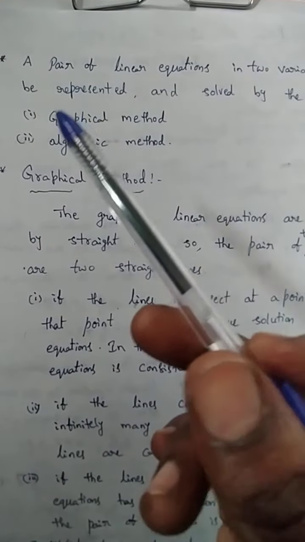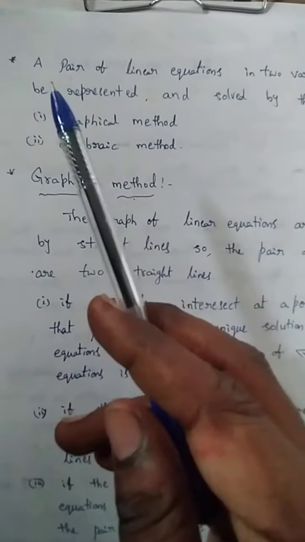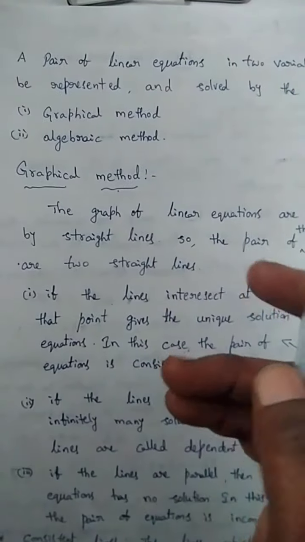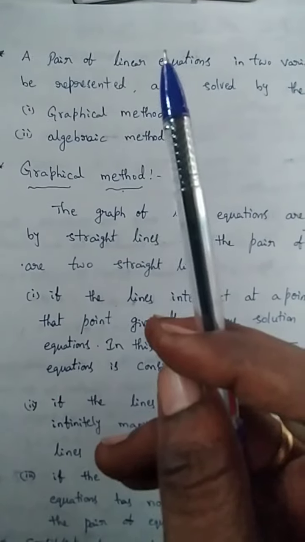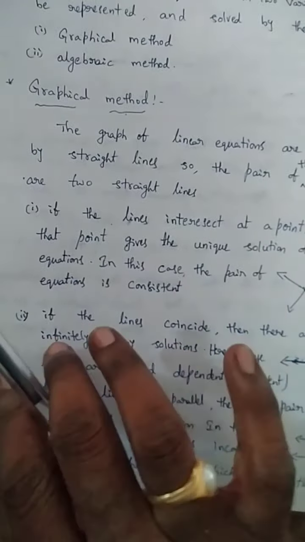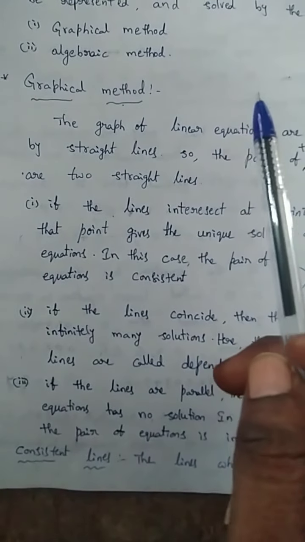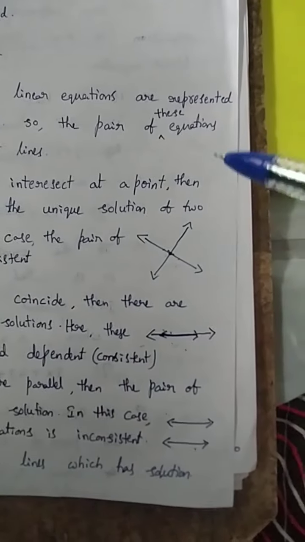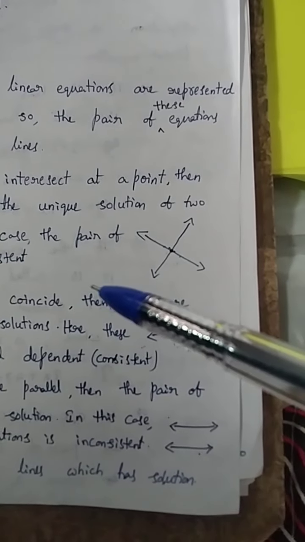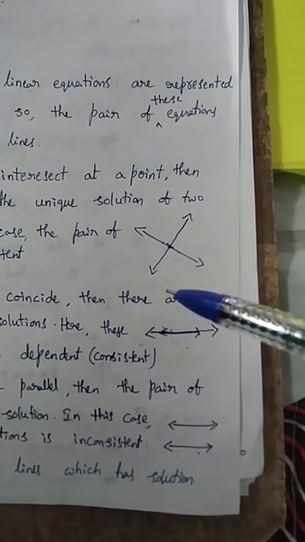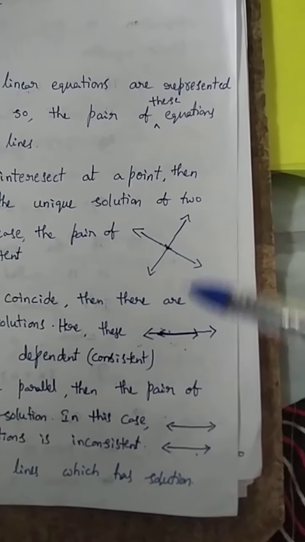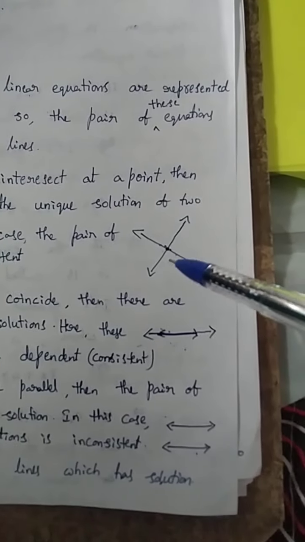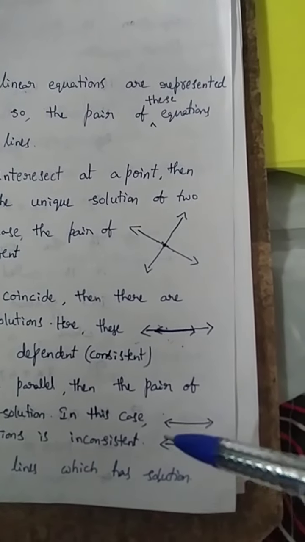Students, in the previous class we discussed that a pair of linear equations in two variables can be represented and solved by the graphical method and the algebraic method. In the graphical method, the graph of a linear equation is represented by a straight line. Whenever we give a graphical representation to a pair of linear equations, we get either intersecting lines, coincident lines, or parallel lines.